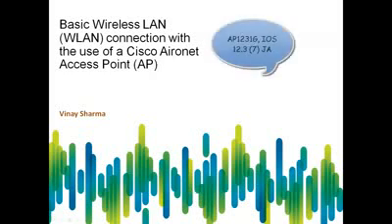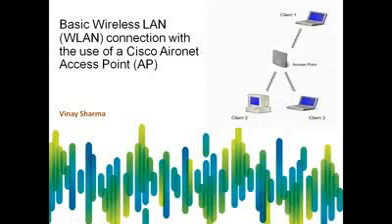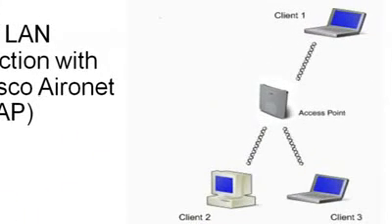We will use the Aironet 1200 series access point that runs on Cisco IOS 12.3(7)JA. In this example, we use an access point that has integrated antennas. So if you use an access point which requires an external antenna, ensure that the antennas are connected to the access point. Otherwise, the access point is unable to connect to the wireless network.